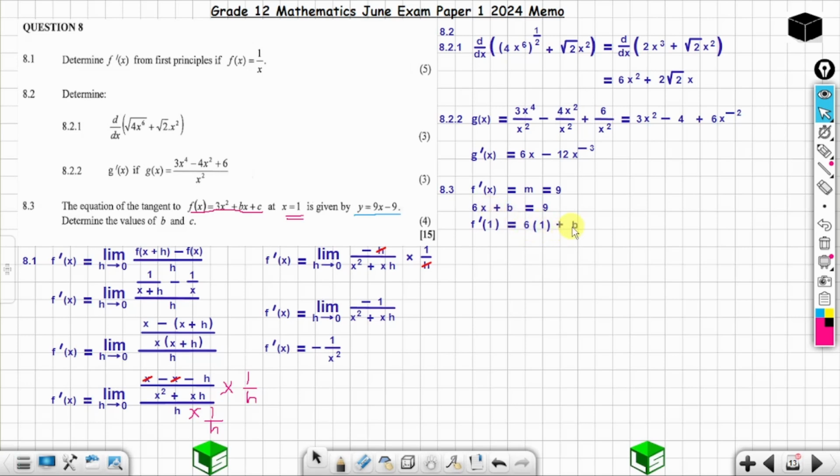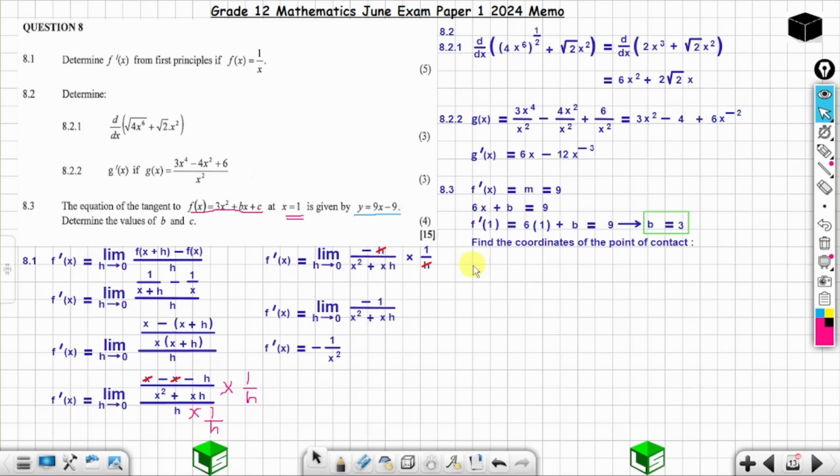Okay, this is equal to 9. B is equal to 9 minus 6, which is 3. Okay, you have B. So we have the x coordinate of the point of contact. Let's find the y coordinate of the point of contact. You can use the equation of the tangent to find y.